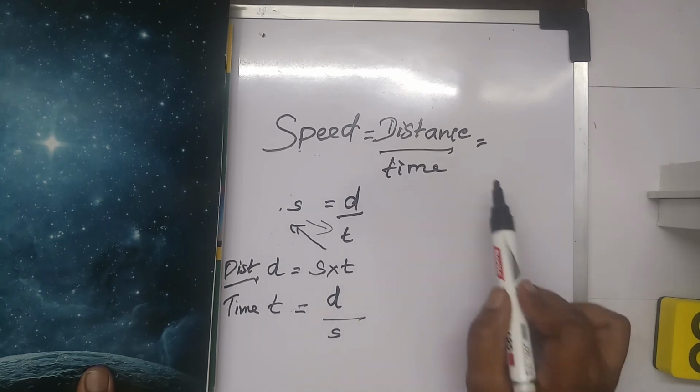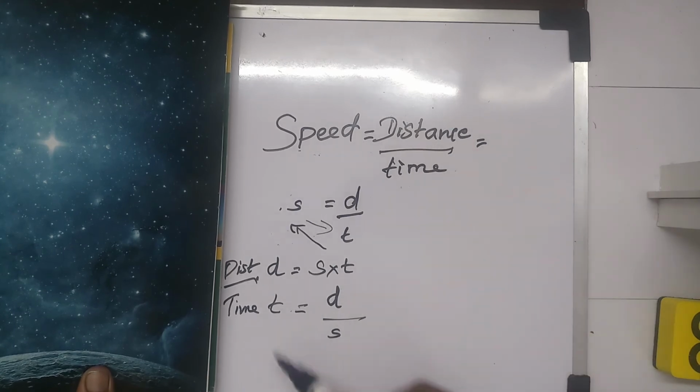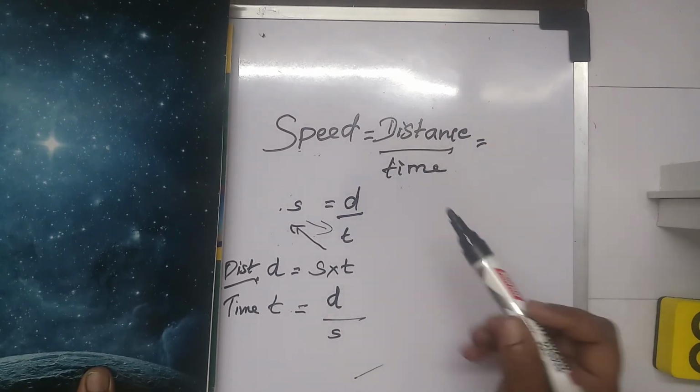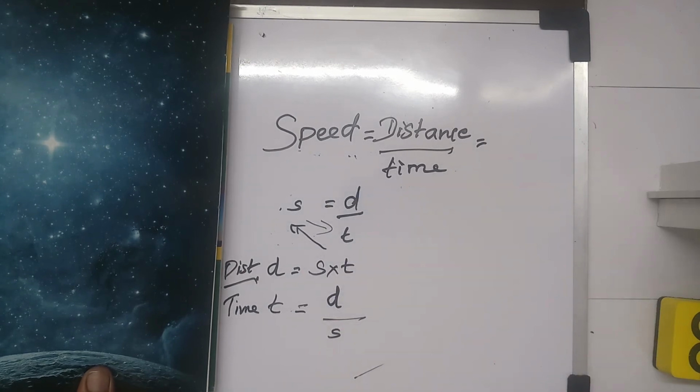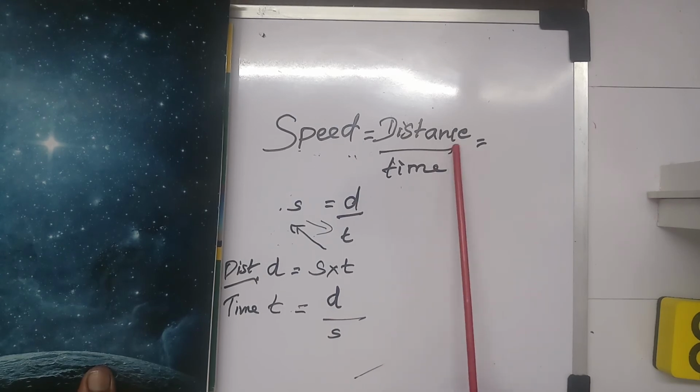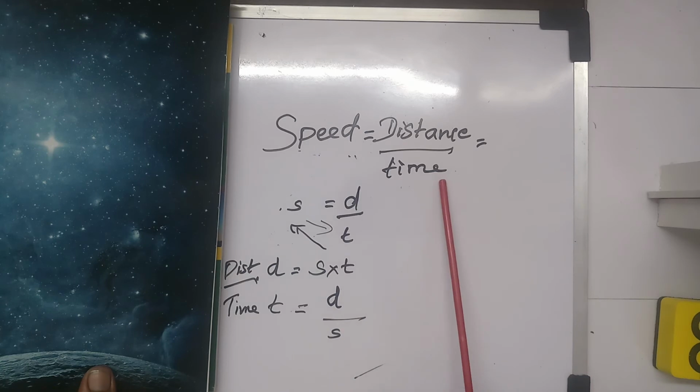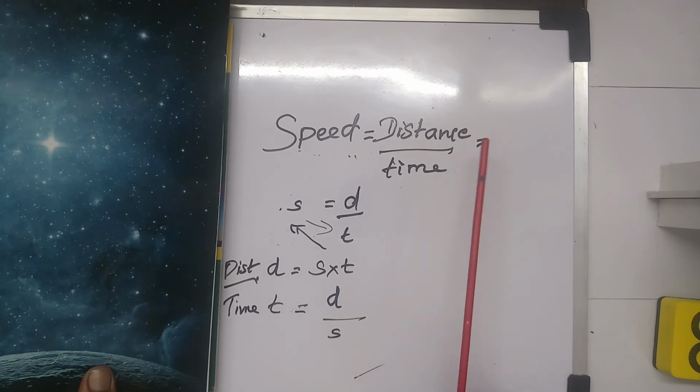Alright, so do you understand this trick? You can change it. Using the speed formula you can find out the speed. Speed is equal to distance by time. You can also calculate distance. Distance is equal to S into T, speed into time. You can also calculate time. Time is equal to distance divided by speed. That's all. Alright. Then what is the unit?